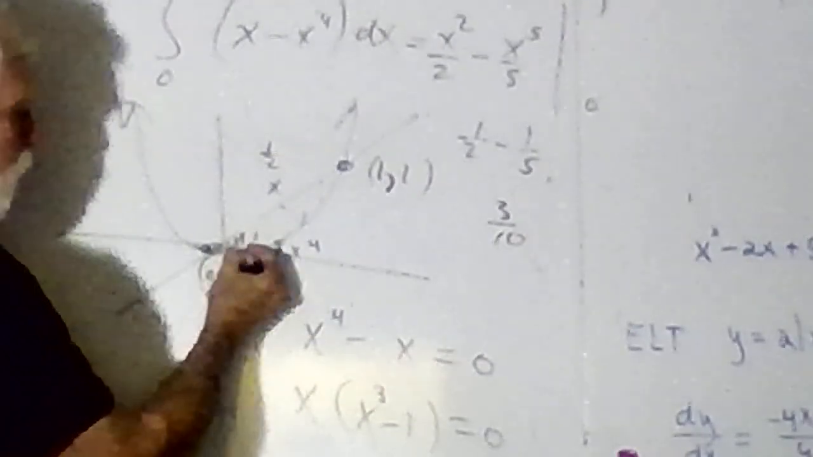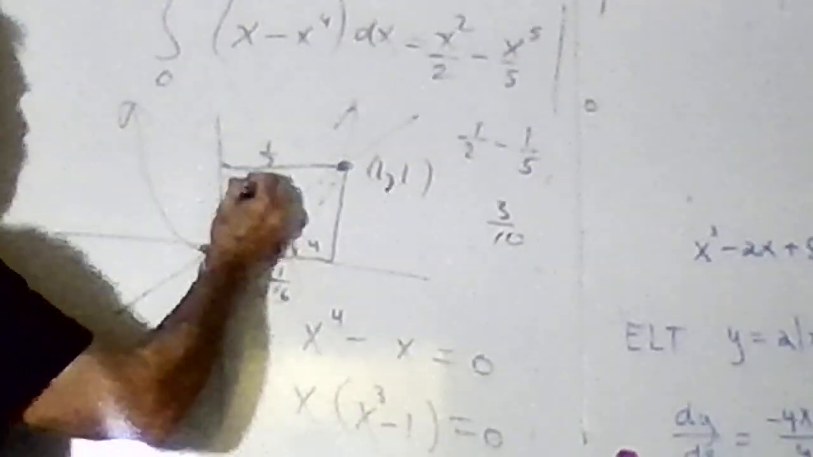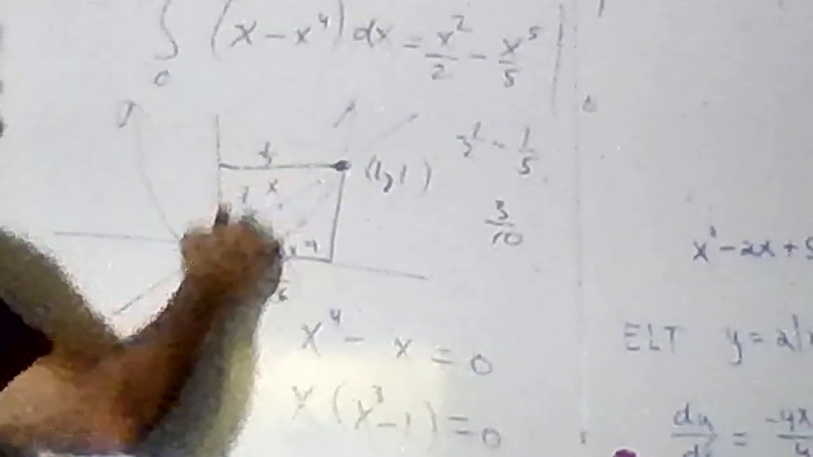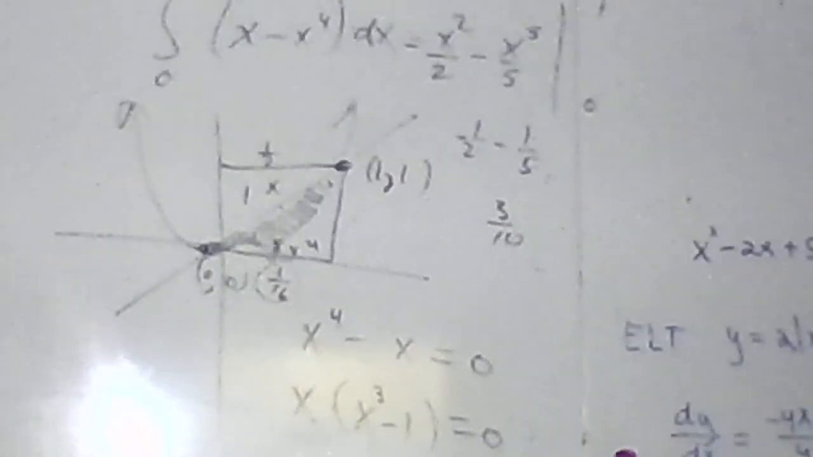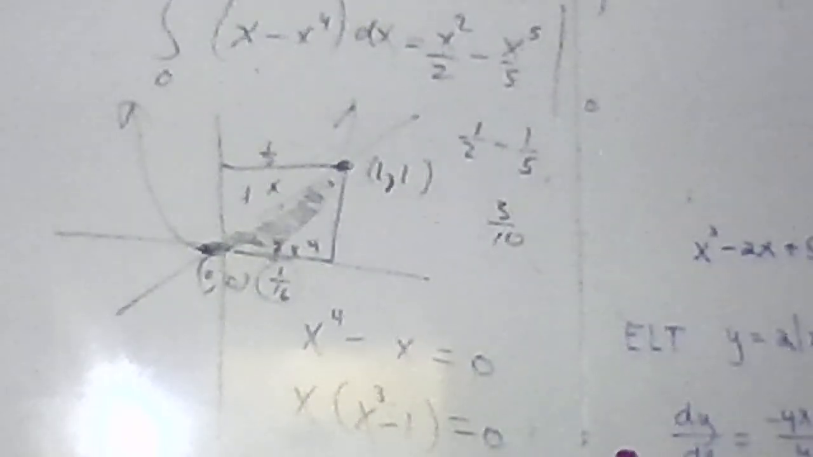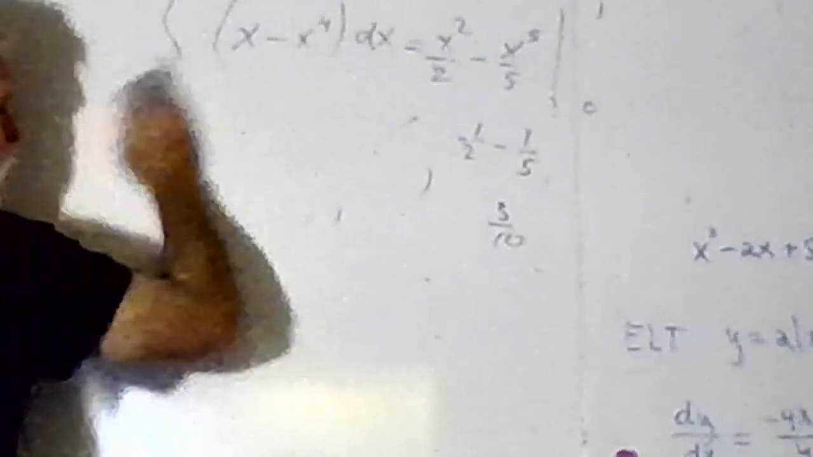Well, let's go all the way over to 1 and make one big rectangle. 1 times 1 is 1. That's the whole rectangular area, but I'm only looking at that much. Does that look about 3/10? I hope so. All right, so we're finding areas bounded by curves.